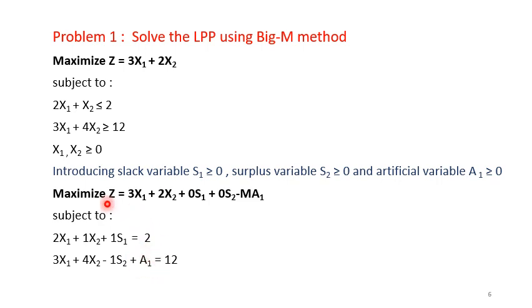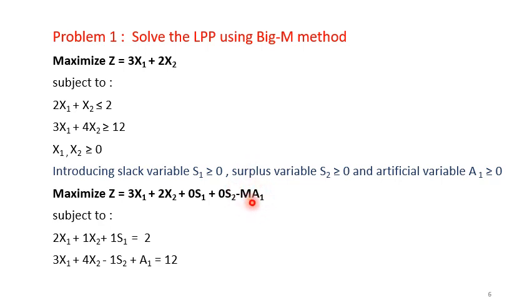Now what about the objective function? As you have seen in the previous simplex calculations, the slack and the surplus variables will have a coefficient of 0 in the objective function. So maximization Z is equal to 3x1 plus 2x2 plus 0s1 plus 0s2. And as we have already seen, the artificial variable, which had a coefficient of 1 in the constraint, will have a coefficient of M in the objective function.